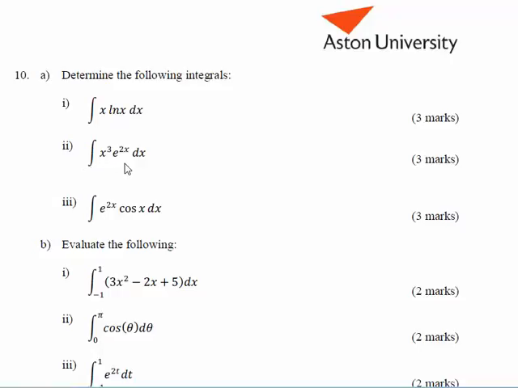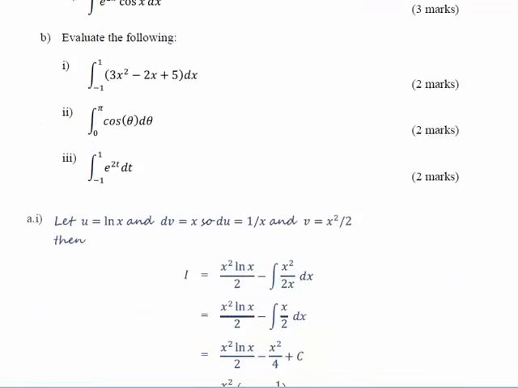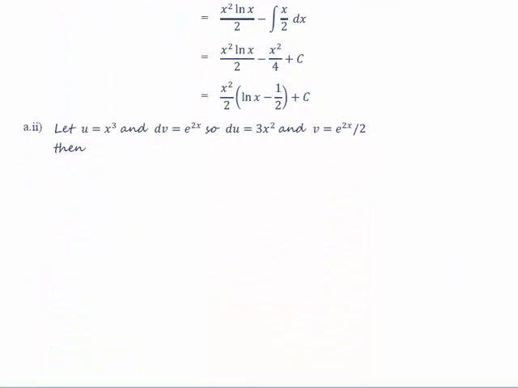Part 2. We've got x cubed e to the 2x. So we're going to use integration by parts again. We'll let x cubed equal u and e to the 2x equal dv.